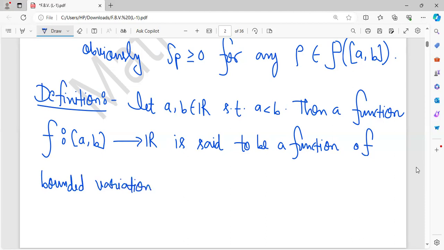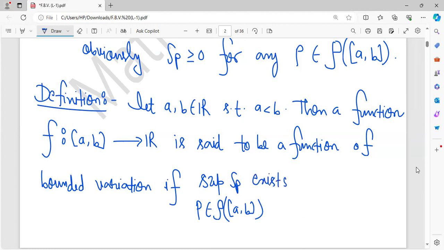if the supremum over partitions exists. It means that the supremum of S_P exists, where you are taking the supremum over P, partitions of [a, b]. The collection of all the partitions is denoted by ρ[a, b]. If this supremum exists over ρ[a, b], taking P from ρ[a, b] because P is a partition, then the function f defined on the closed interval [a, b] is said to be a function of bounded variation.